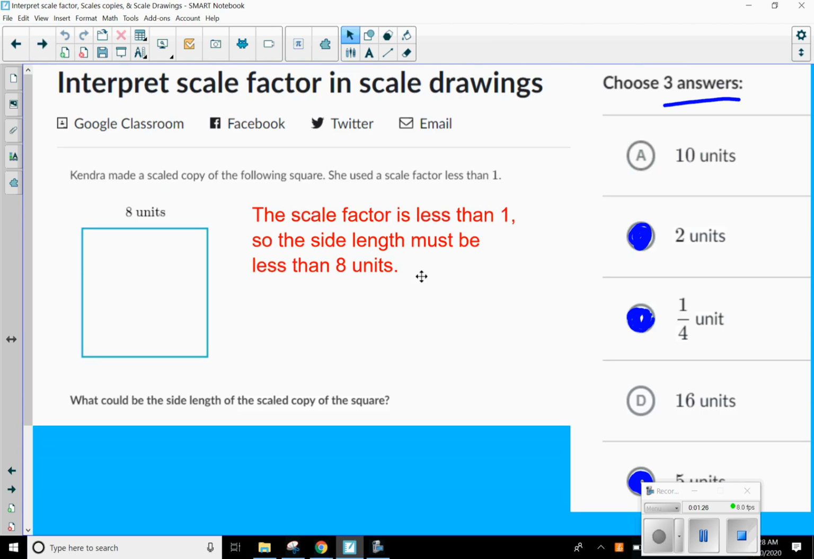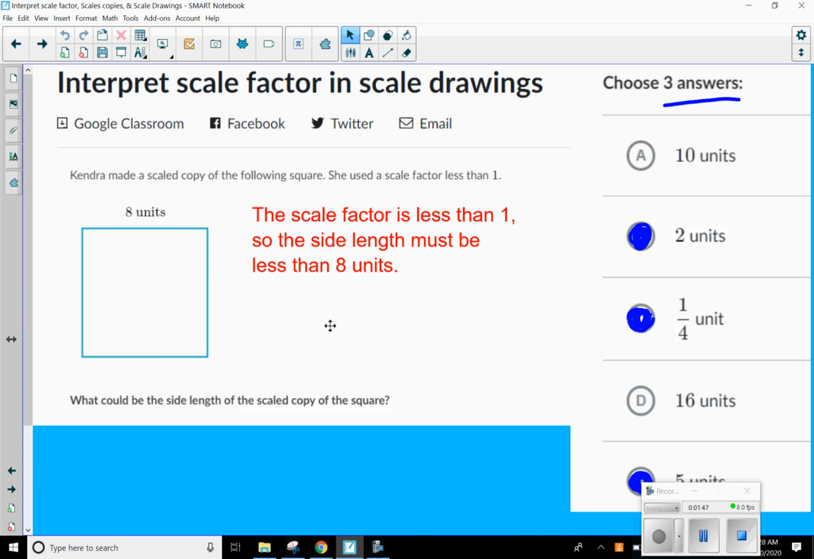Okay, this one says Kendra made a scaled copy of the following square. She used a scale factor less than 1. What could be the side length of the scaled copy of the square? Well, it's a square, and we know that all the sides are the same in a square. So that means that if this is 8 units, this is also 8 units. This side would be 8 units as well as this side.